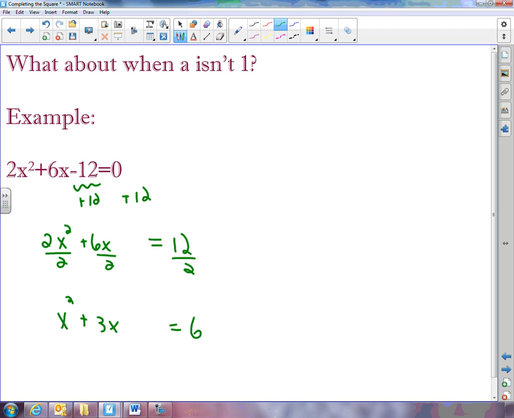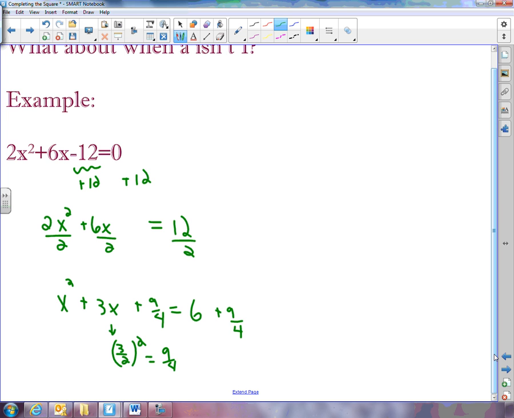Now the problem is just like the ones that you did yesterday. You take half of b, so that's going to give me 3 over 2, and then you're going to square that number. That's going to give you 9 over 4, and that's the number that you're going to add to both sides. So here I get 9/4, and here I'm going to add 9/4. This allows the two sides of the equation to still remain equal.